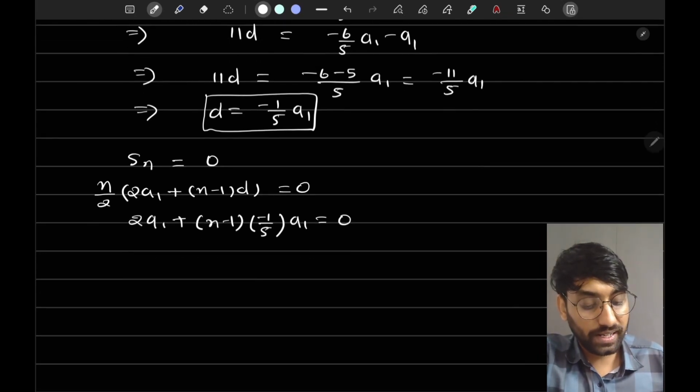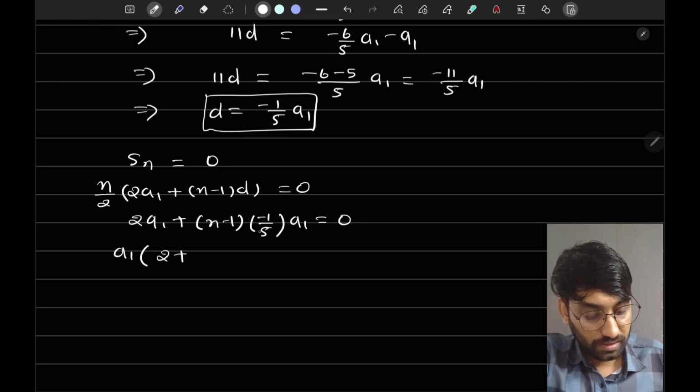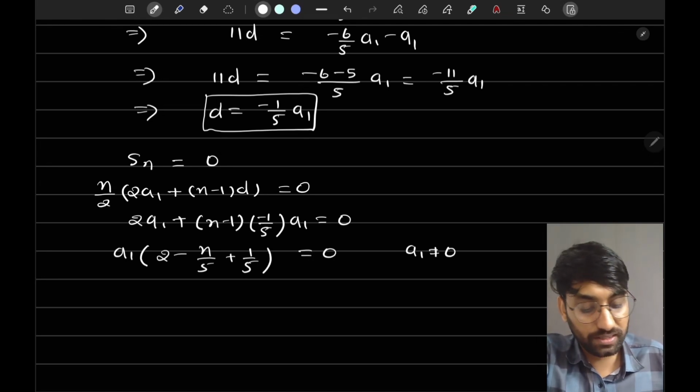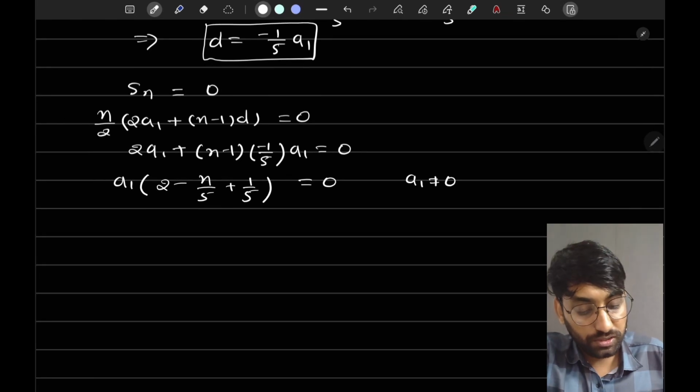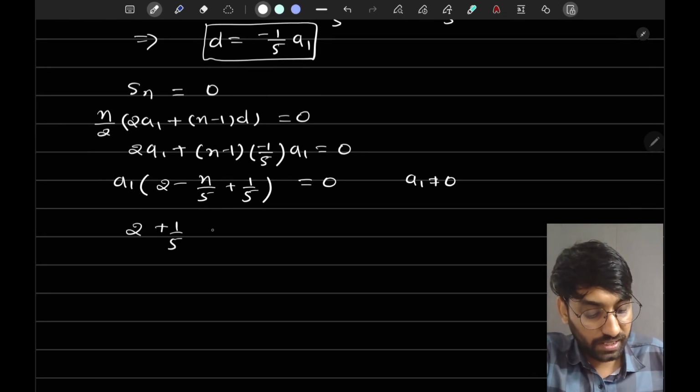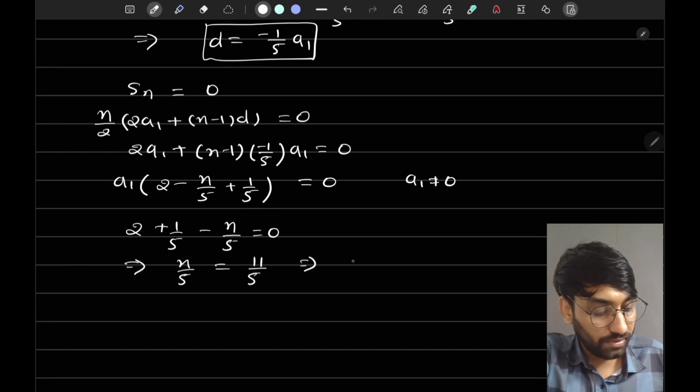So I can take a1 out. So it will become 2 minus n by 5 plus 1 by 5 equal to 0. Since a1 is not equal to 0, we can just divide the whole equation by a1. So what I will get is 2 plus 1 by 5 minus n by 5 equal to 0. So from here I will get n by 5 equal to, this is nothing but 11 by 5. So n equals 11. Okay, so this is what I wanted to find.